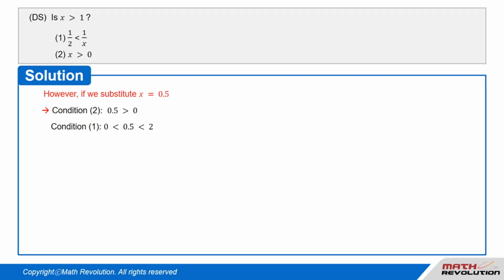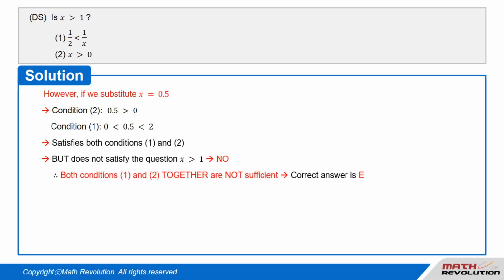However, if we substitute x equals 0.5, we get 0.5 is greater than 0 for condition 2, and 0 is less than 0.5 is less than 2 for condition 1. Although this satisfies both condition 1 and 2, it does not satisfy the question x is greater than 1, no. Therefore, both conditions 1 and 2 together are not sufficient, and the correct answer is E.